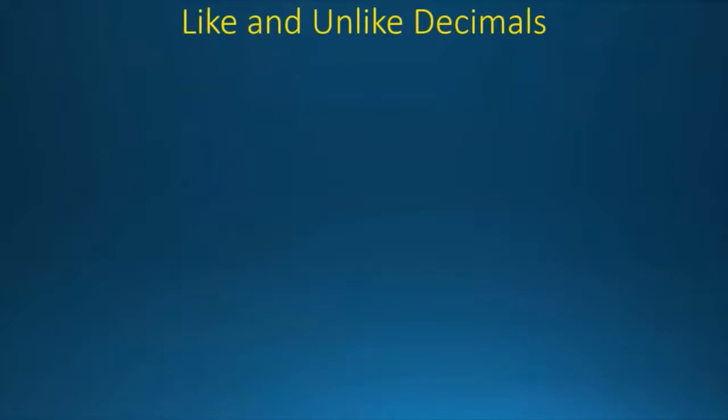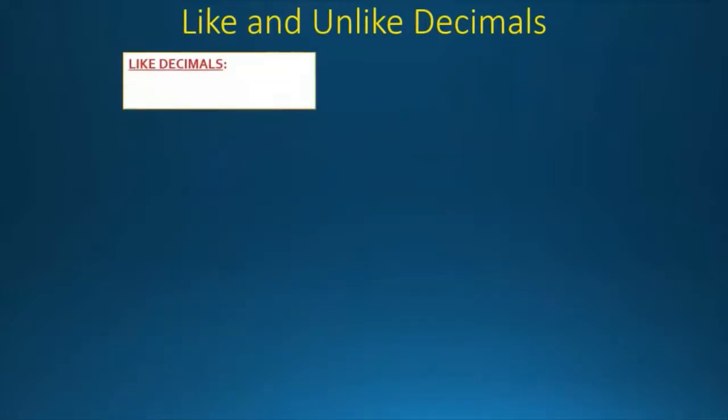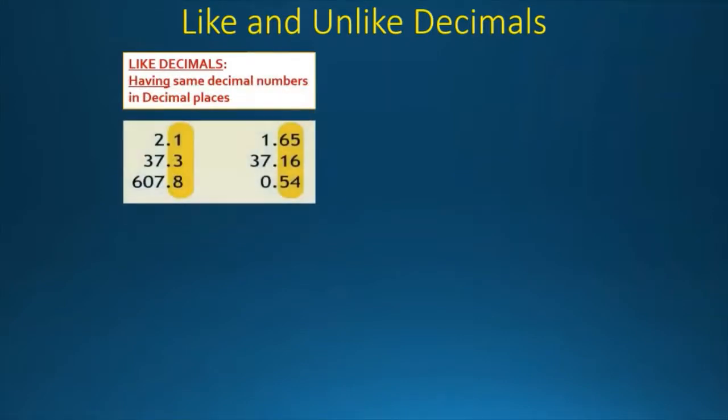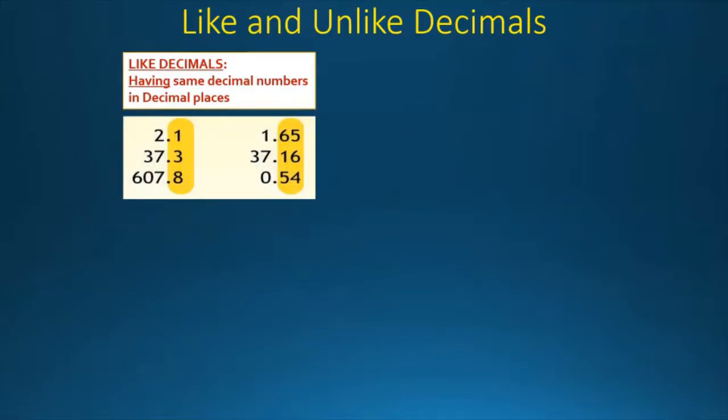So let's learn about like and unlike decimals. Here, like decimals means that we have the same number of digits in the decimal places. For example, 2.1, 37.3, and 607.8 are all like decimals. And another example is 1.65, 37.16, and 0.54, which are all like decimals again.